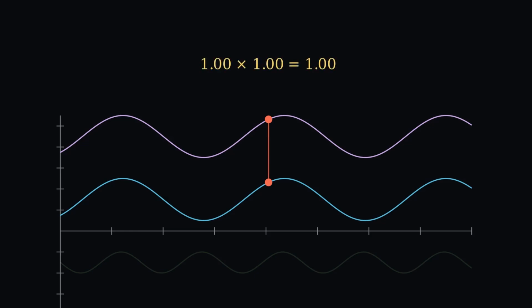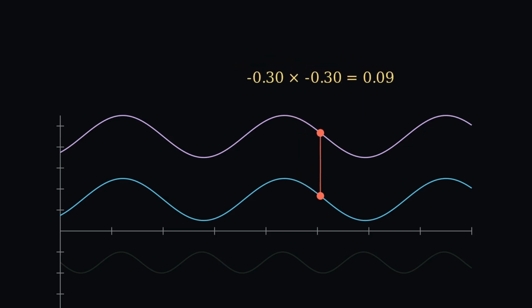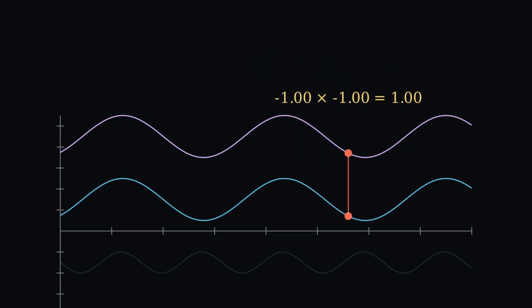So 1 multiplied by 1 gives us 1. Continue forward and we see that they become negative at the same time. So -1 times -1 is also 1. Since both are the same, they experience constructive interference, and essentially they reinforce each other, causing the 10Hz signal to isolate from the rest of the sound.